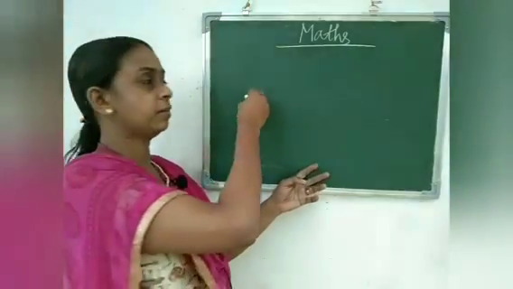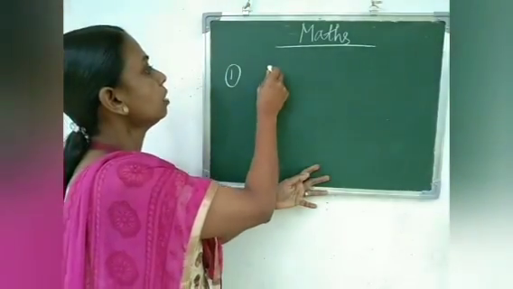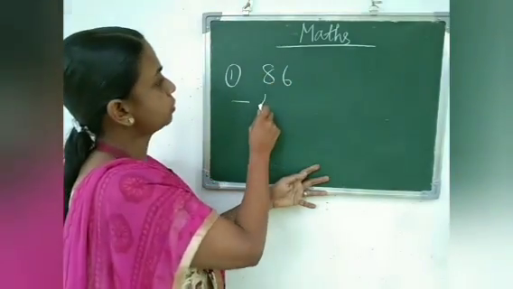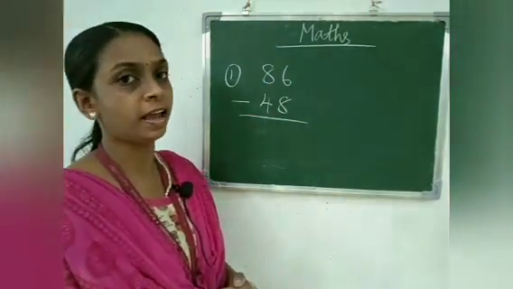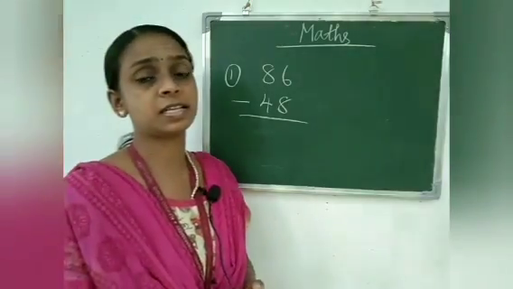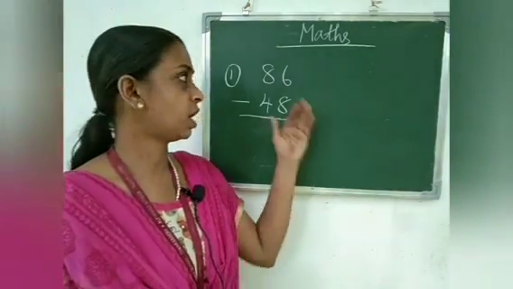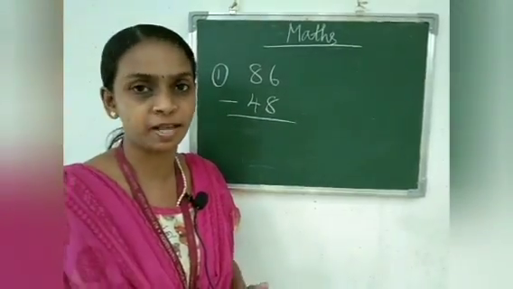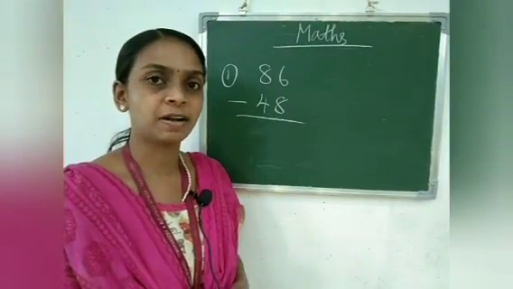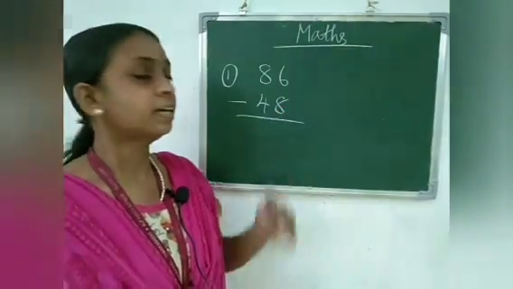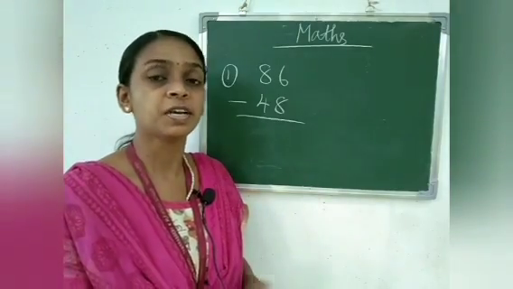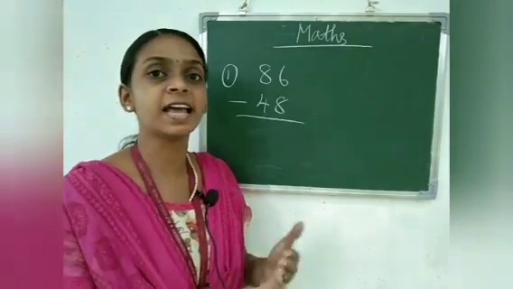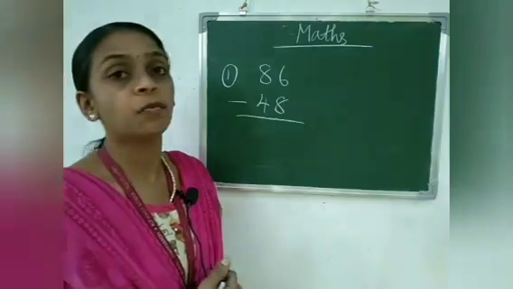I will write one question here: 86 minus 48. Where will we start subtraction? We will start subtraction from the ones place. And which are the numbers in the ones place? 6 and 8 are the numbers in the ones place.